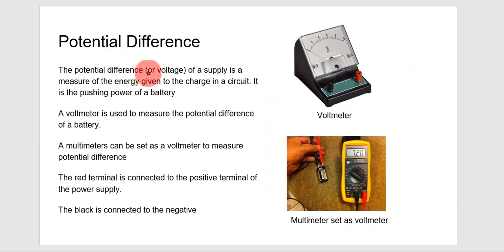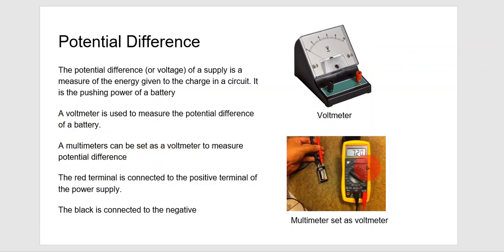The potential difference or voltage of a supply is a measure of the energy given to the charge in a circuit. So it's like the force that the electrons are moved through the circuit with. It is the pushing power of the battery. A voltmeter is used to measure the potential difference of a battery, and this is what a voltmeter looks like. A multimeter can be set as a voltmeter to measure potential difference.